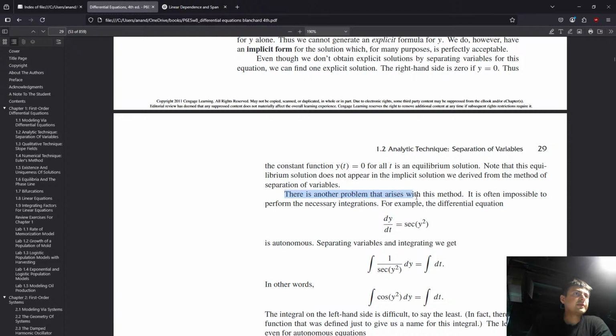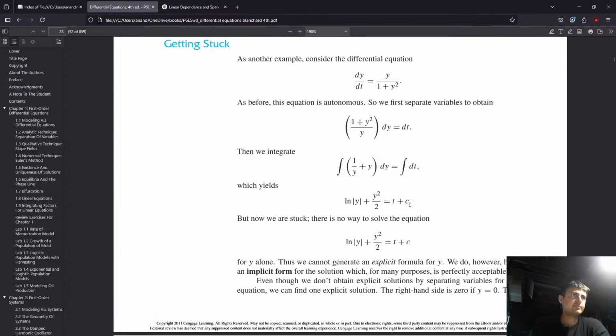There is another problem that arises with this method. It is often impossible to perform the necessary integrations. Consider, okay, so wait, let me just write down some of these examples. So the implicit only example is y dot is equal to y over 1 plus y squared. Leads to ln of y plus y squared over 2 is equal to t plus c. Can't isolate y. Great.